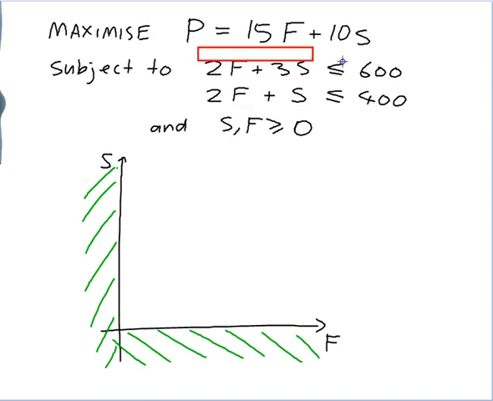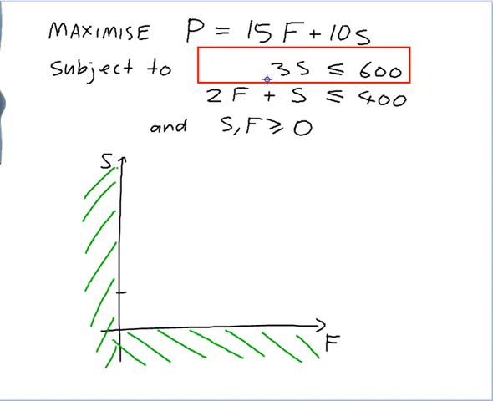And then I'll put in this one. If it was an equal sign here, that would be a line: 2F plus 3S is equal to 600. And the easiest way to draw a line is to draw its intercepts. So when F is 0, I get 3S is equal to 600. So S would be equal to 200.